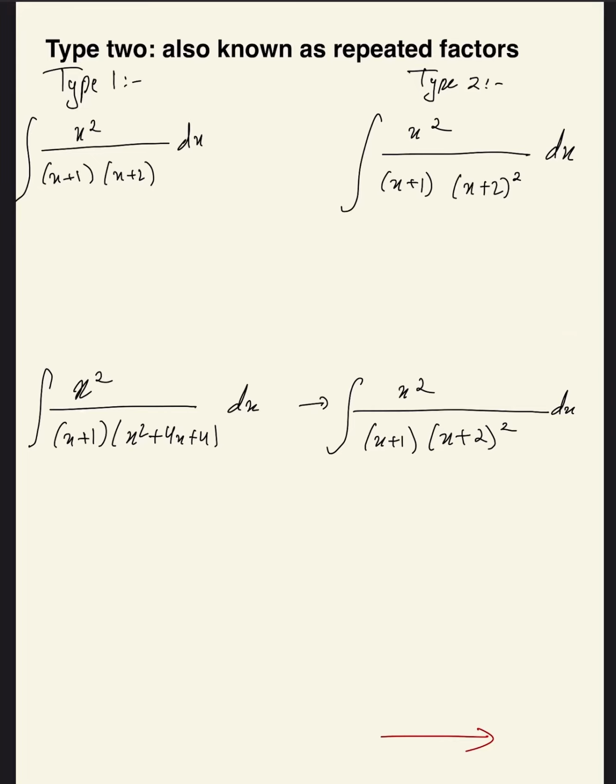This is type 2, or part 2, of PFDs, also known as repeated factors. I have type 1 and type 2 down here, so let's look at the differences. For type 1, let's only look at the denominator for both types. You have two different factors down here, x plus 1 and x plus 2. For type 2, you have two different factors, but you have a square up here, which means there's a repeated factor.